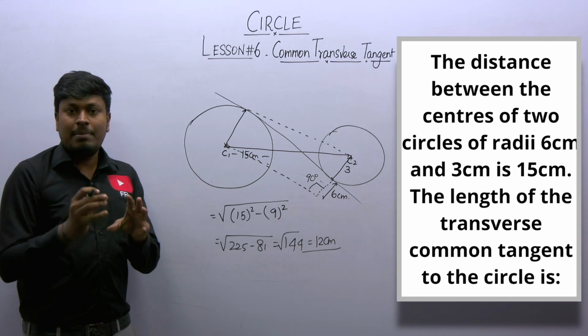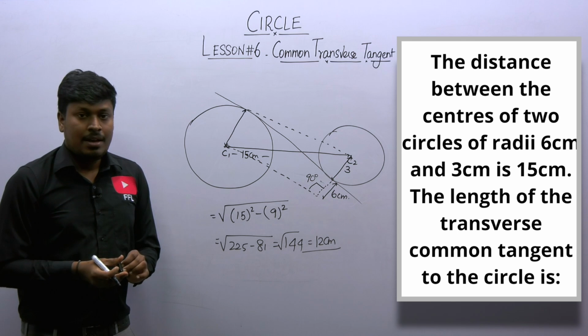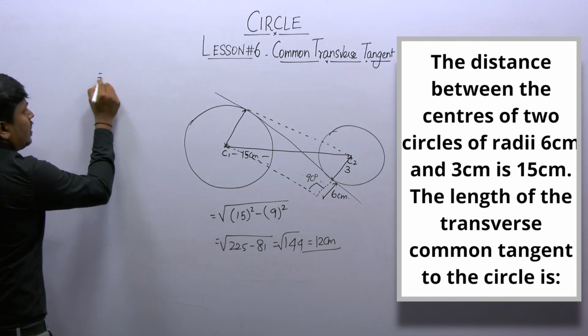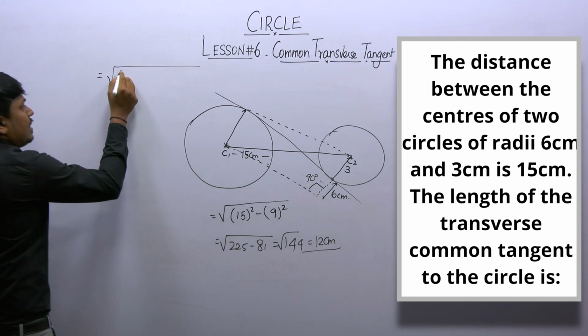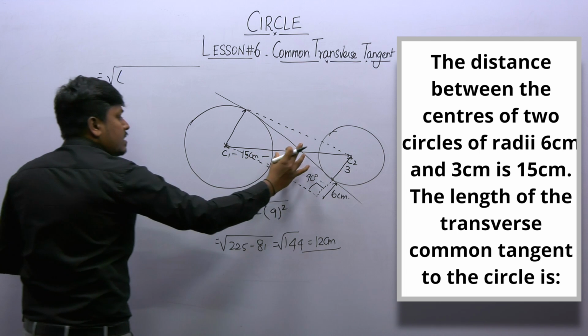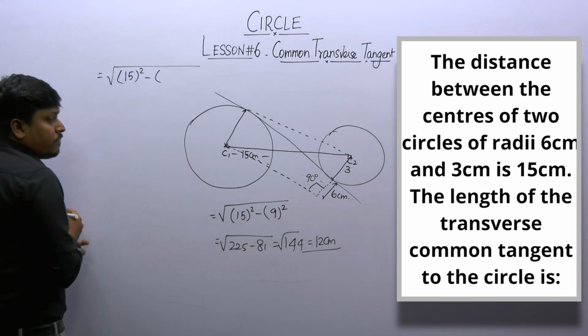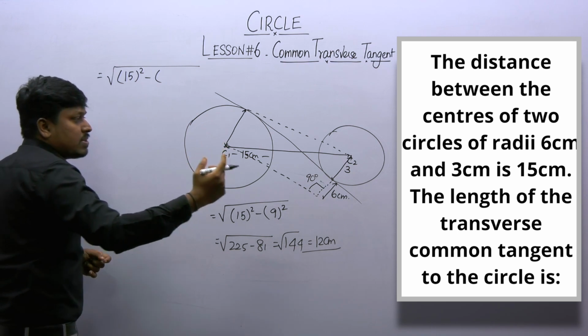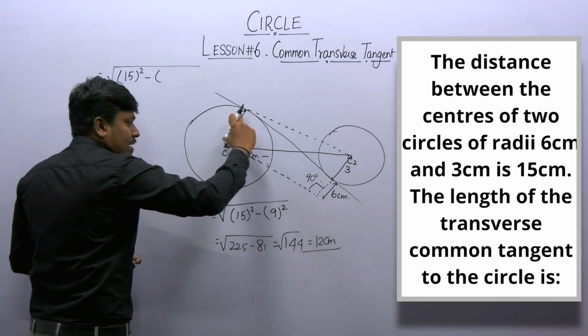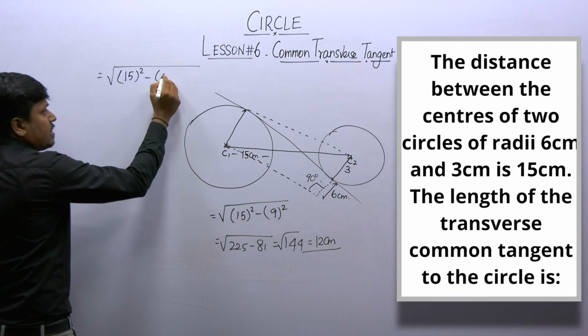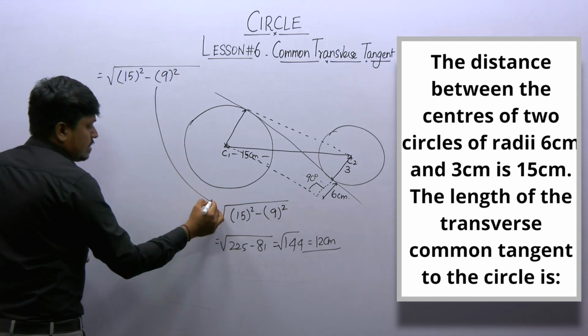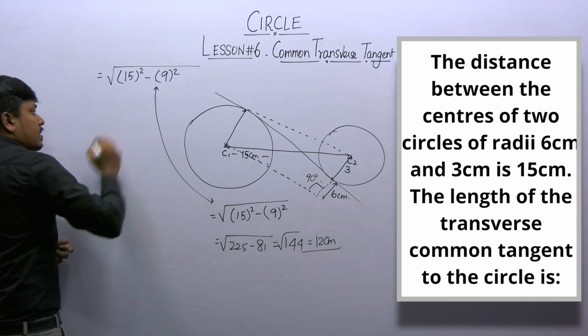That's it. So the length of this common transverse tangent is 12 centimeter. This is the normal traditional way to solve a question. If you want a shortcut, you have learned the shortcut, right? What is the formula for it? The distance between the centers is 15. So the root of 15 square minus R1 plus R2 the whole square. Radius 1 is 6, radius 2 is 3, so 6 plus 3 is 9, the whole square. Yes, same step. So learn the formula.